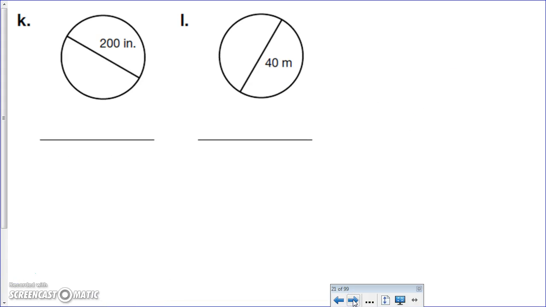On to K, area equals pi r squared. Write the formula. We know that 3.14 is pi. And we know the radius for this circle is 100. So 100 squared becomes 10,000.